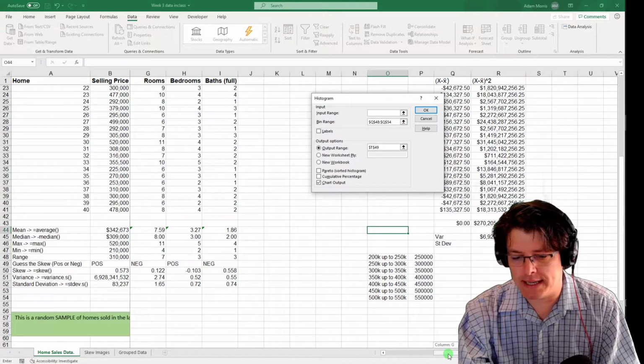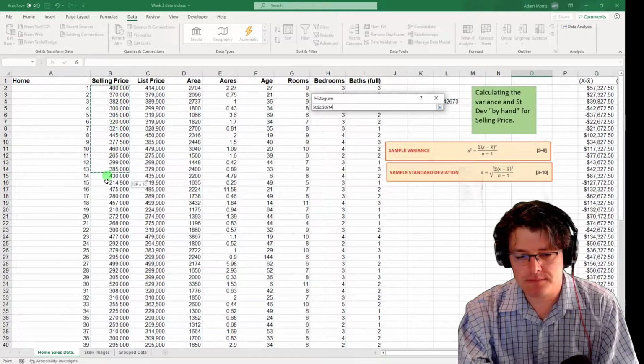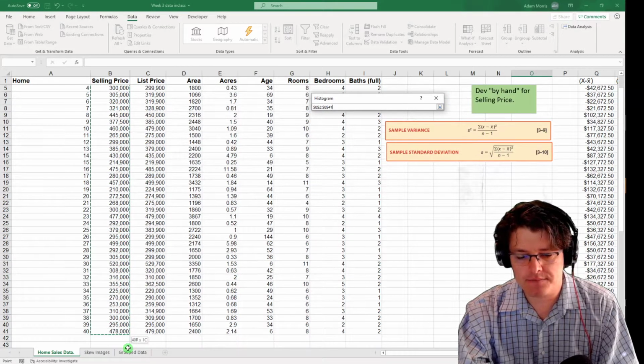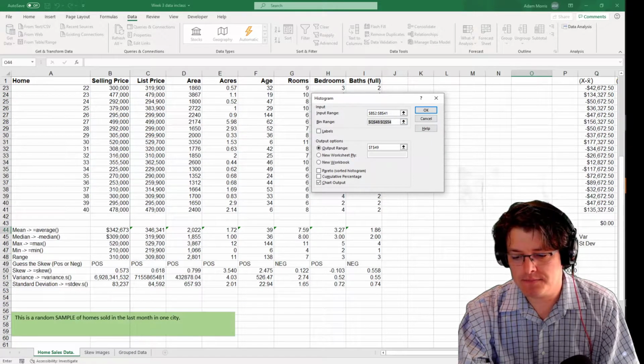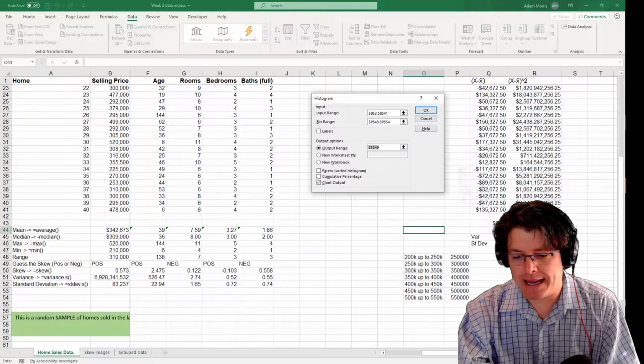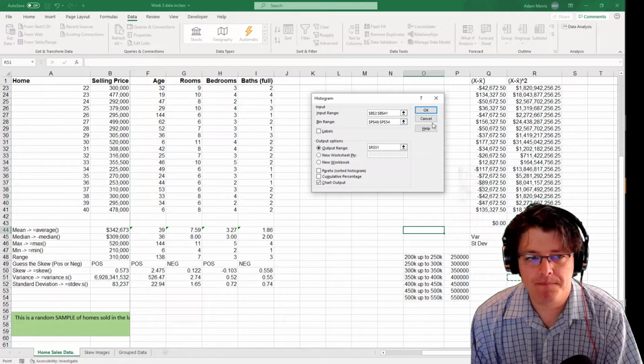My input for my data, right? I'm curious about the selling price. I'm going to grab selling price. All right, I have my bins pre-made. Grab the bins. And then I'm going to output it. I'll just output it over here. Okay, and I'm clicking chart output so I get that histogram.